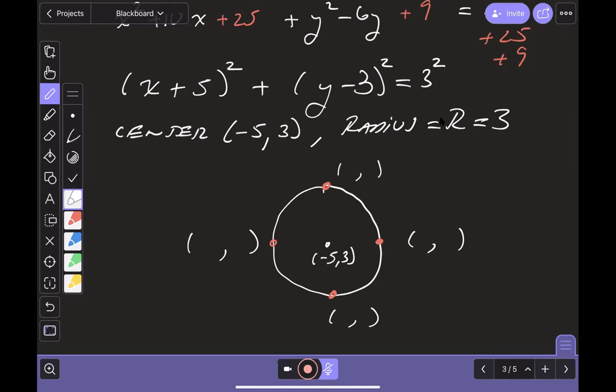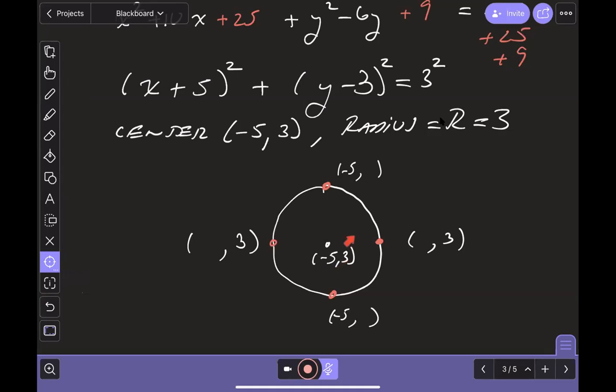Now, if I move up and down, the x is not changing. If I move left and right, the y's are not changing. Now, if I move up, what's changing? The y. So if you're at 3 and you move up 3, well, that's simple. That's 6.